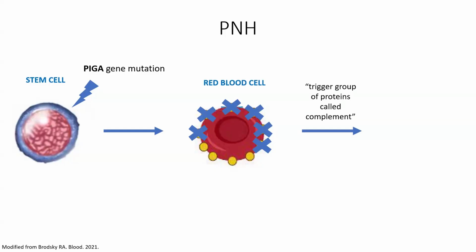And what the complement does is come and destroy these red cells because it thinks they are foreign, even though they're your own red cells. So it ends up in a process called hemolysis. The red cells just burst rather than going through a natural life cycle. And that's where the majority of the problem comes from.